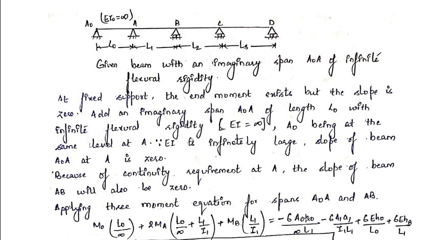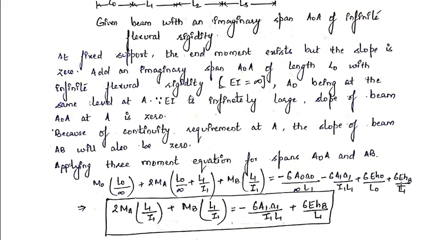Now we know that A0 is the area of the free bending moment diagram. As you can see, A0A is the imaginary span which we have introduced, and on this imaginary span there is no load acting. Therefore the value of A0 will be 0, because the bending moment will be 0 as there is no load. Also see, this support A0 is introduced by us, so there will not be any yielding of this support A0, therefore the value of H0 will be 0. Therefore these two terms will become 0, and after solving this equation we will get this final equation.